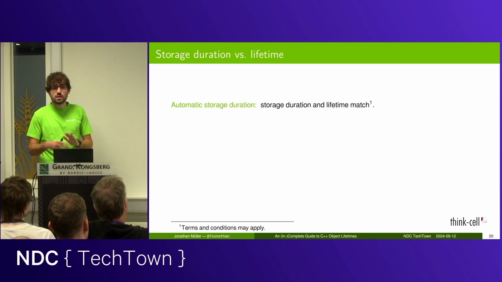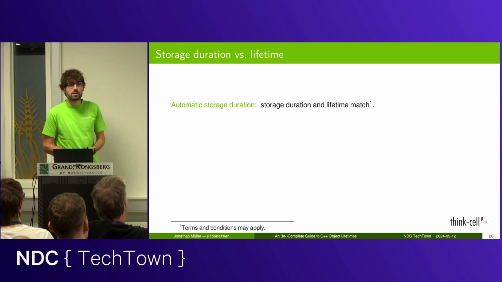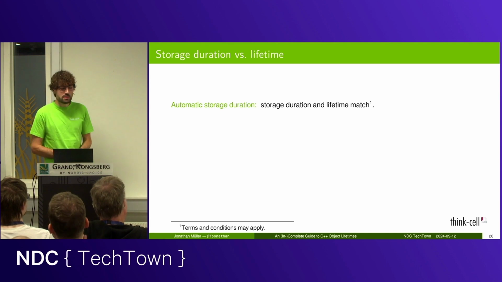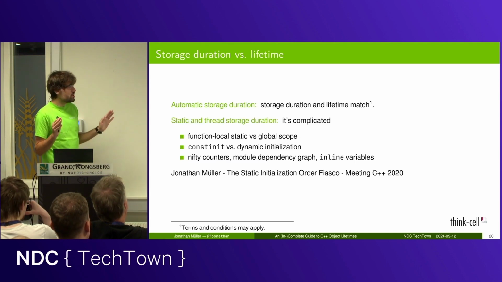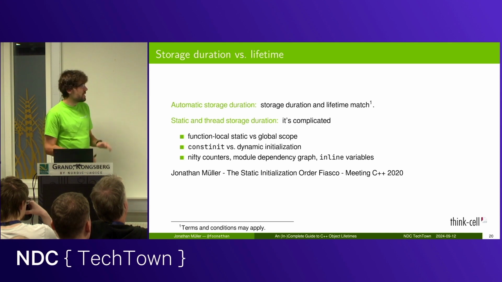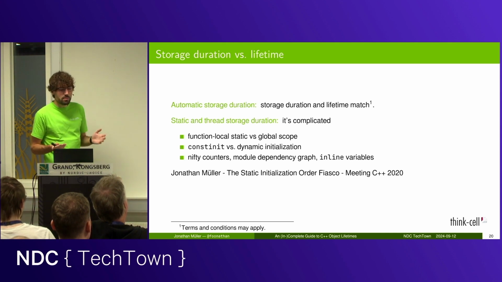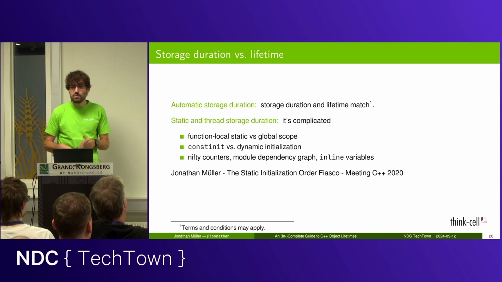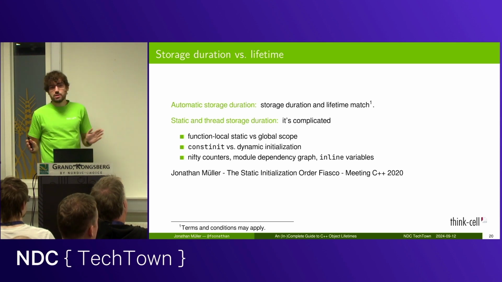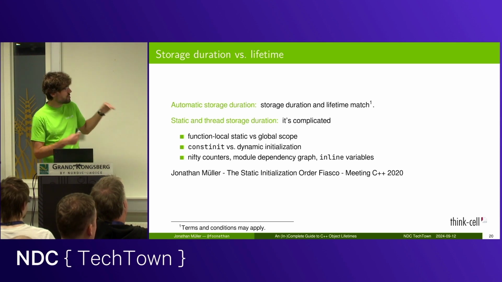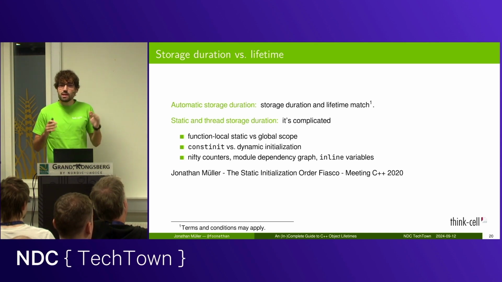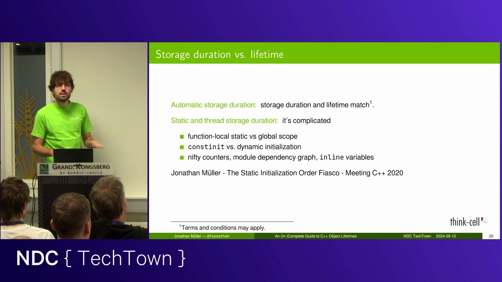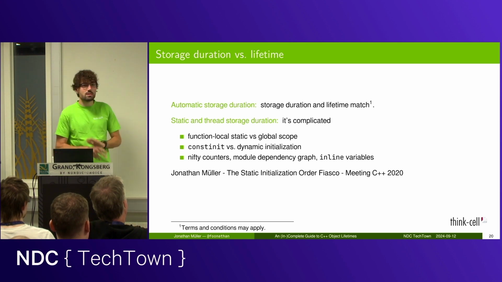There are some terms and conditions that we will see later on, but in general, when we have a variable of automatic storage duration, when we allocate the storage, we also start the lifetime. For static and thread storage duration, it's incredibly complicated. Then we have to look at function local static versus global scope. We've got const init, we've got dynamic initialization, nifty counters, the module dependency graph, inline variables. It's an entirely separate talk. I gave a 60-minute talk just about that. You can find that on YouTube. I'm not going to go into that now. I would just say automatic storage duration is easy. Static and thread storage duration, watch another talk.